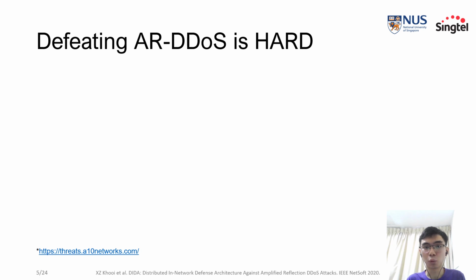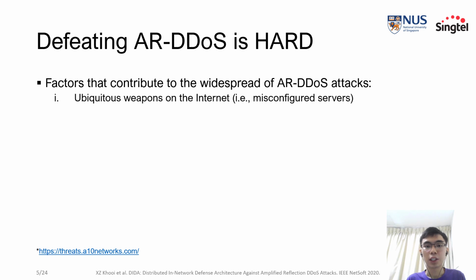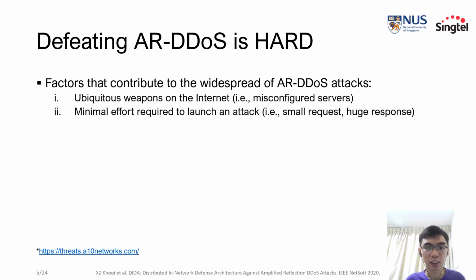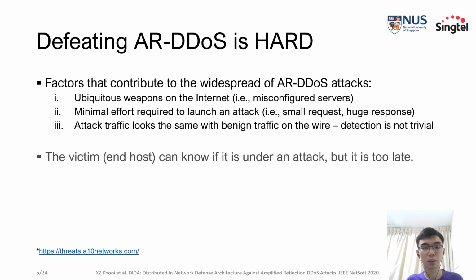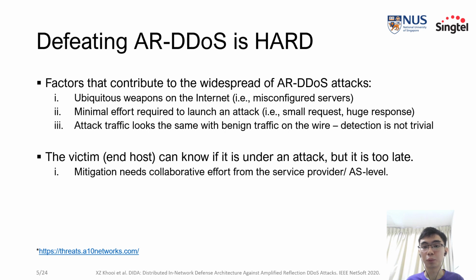There are several factors on why defending against amplified reflection attacks is difficult. Firstly, there are ubiquitous weapons on the internet. Secondly, for an attacker to launch an attack, minimum effort is required. And thirdly, it is inherently difficult to distinguish attack traffic versus benign traffic. The victim would be aware when he or she is under attack. However, mitigation requires collaborative effort from the service provider or at the autonomous system level. This induces a delay in response time. Hence, the attacker's aim to degrade the service is achieved.